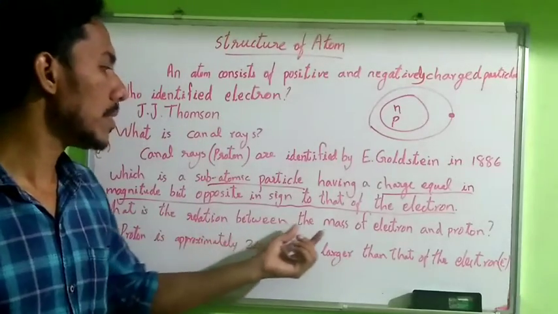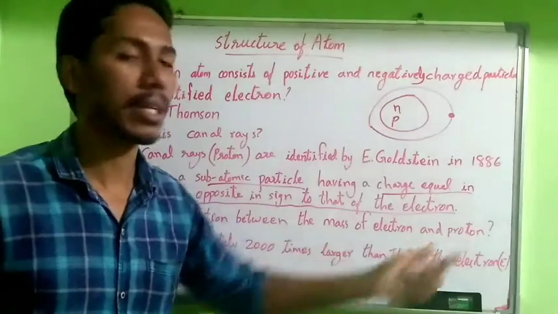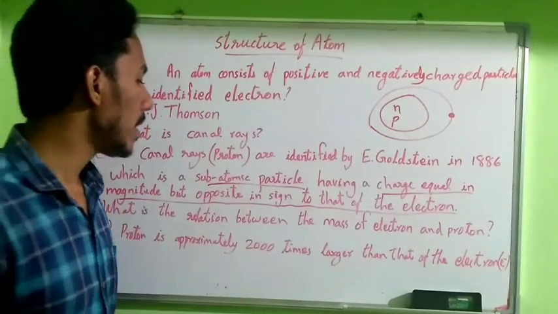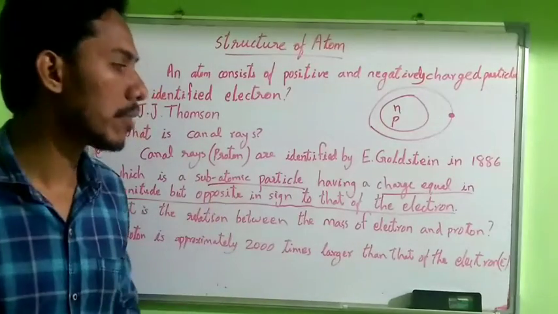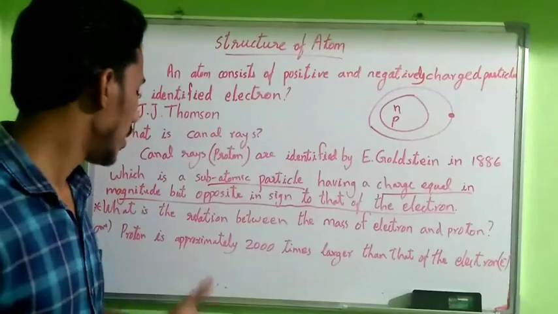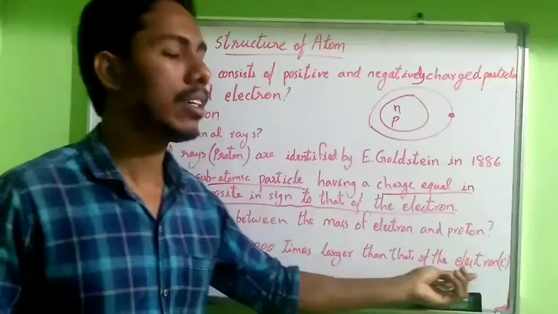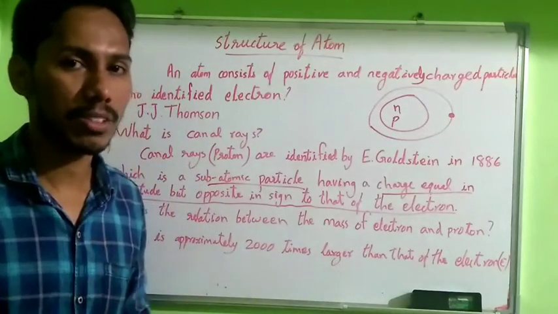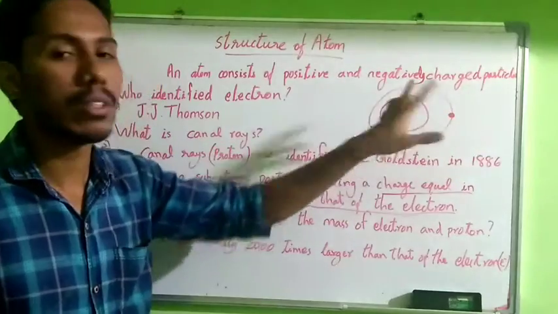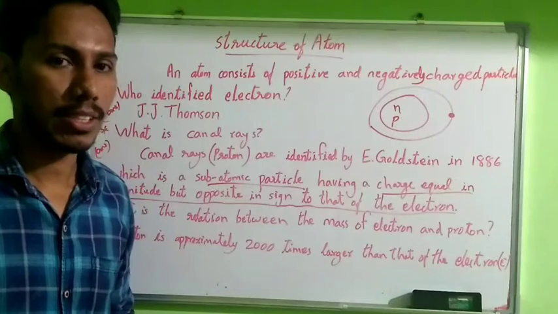What is the relation between the mass of the electron and the proton? It is not equal. The proton is approximately 2000 times heavier than the electron. The proton is larger and exists in the nucleus, but electrons are revolving around the nucleus. This central portion is called the nucleus.